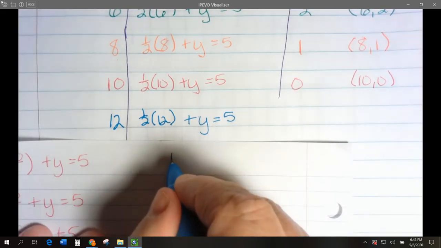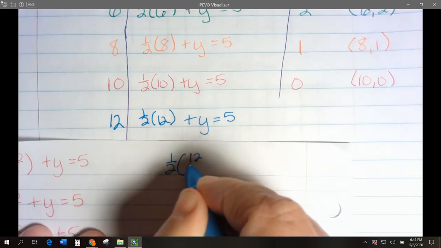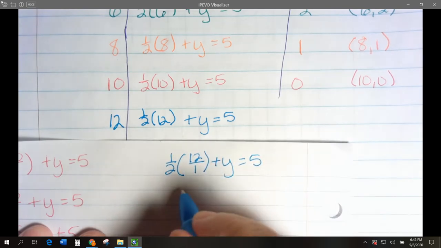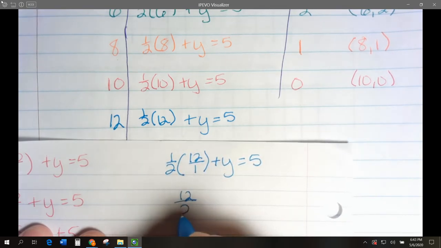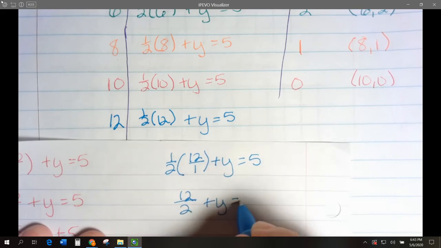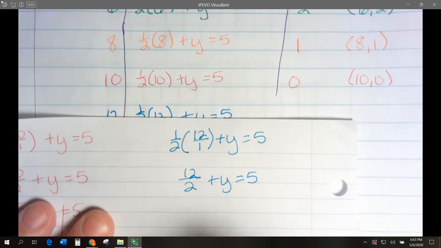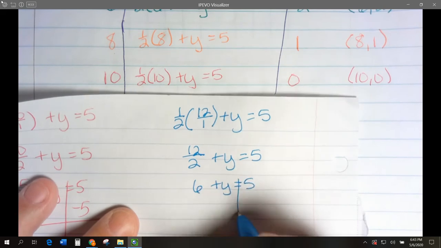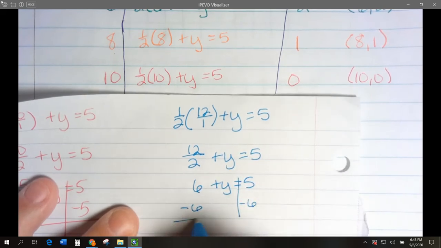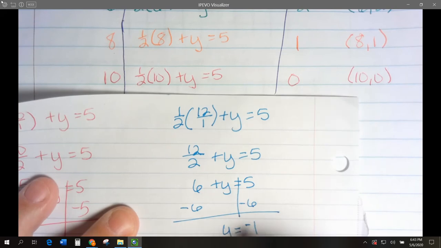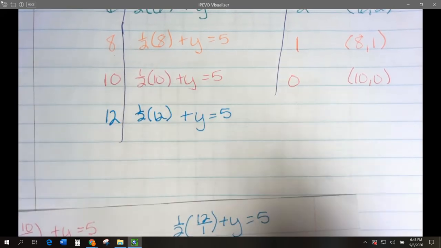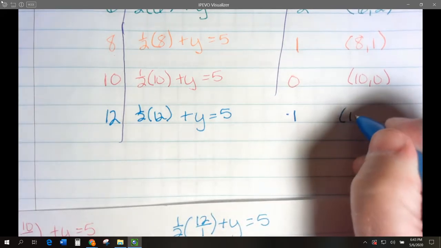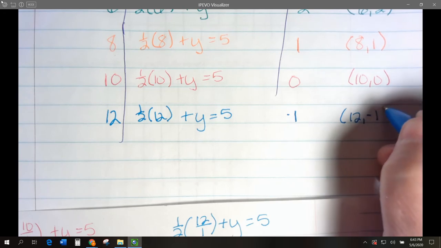So we'd write this 1/2 times 12 over 1 plus y equals 5. This would end up being 12 over 2 plus y equals 5. 12 divided by 2 is 6 plus y equals 5. I now have to subtract 6 on both sides, and y is going to equal -1. So when x is 12, y is -1. We're going to have 12, -1 for our coordinate points.